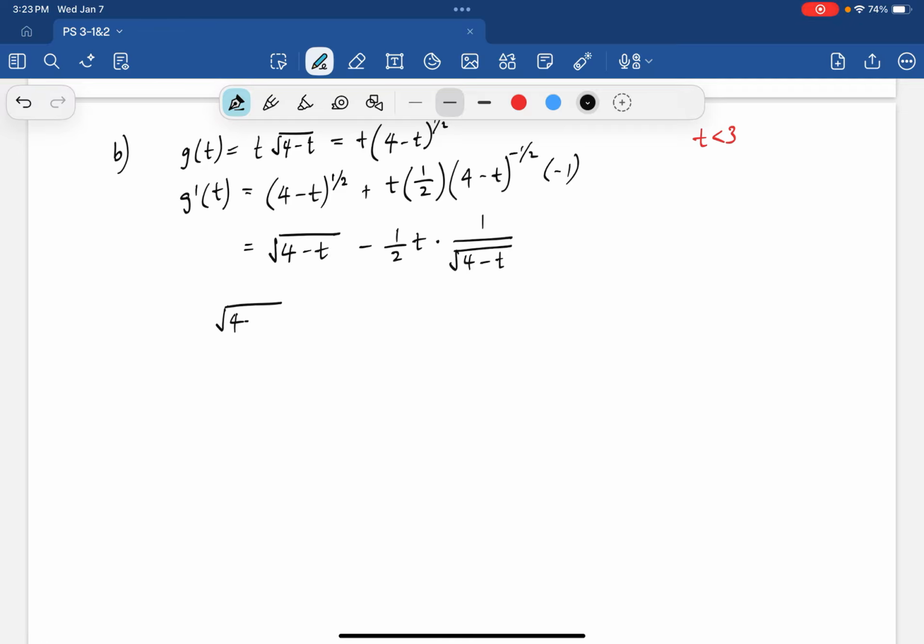So we could let the derivative, square root of 4 minus t minus 1/2 t over square root of 4 minus t, equal 0. To solve this, we could move the 1/2 t times 1 over square root of 4 minus t to the right side. And then we could multiply both sides by square root of 4 minus t. That would give us 4 minus t on the left side as well. That will give us 4 minus t equals 1/2 t. So if we solve this, we have 3/2 t equals 4, or t equals 8/3.